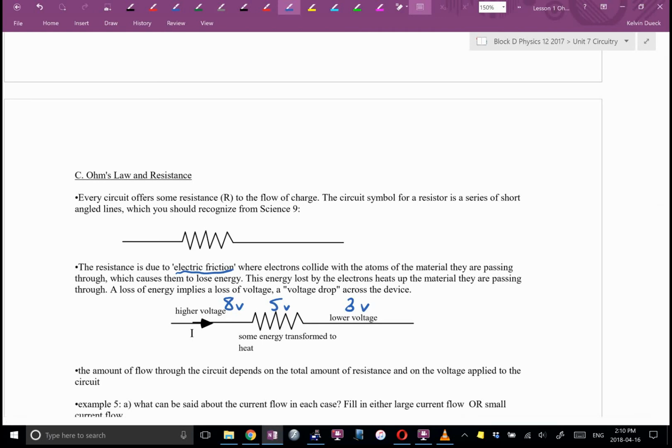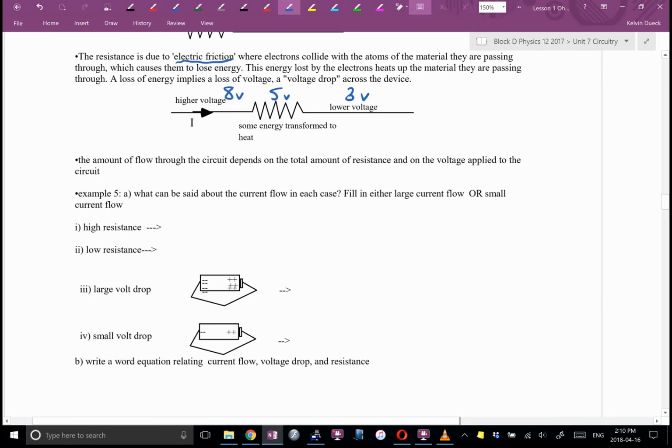The amount of flow, current, depends upon two things: the amount of resistance and the voltage applied. We're going to see if we can do a little thought experiment. What can you tell me about the current flow in each case? High resistance or low resistance? High resistance, think about a really narrow hallway. In fact, high resistance wires are narrow wires. If we had a really narrow hallway, could we get more skiers, more students, more current through it, or fewer students? Fewer. So as resistance goes up, current goes down.